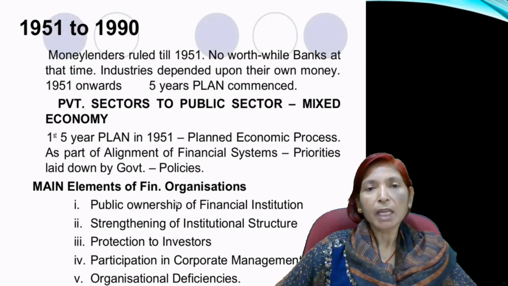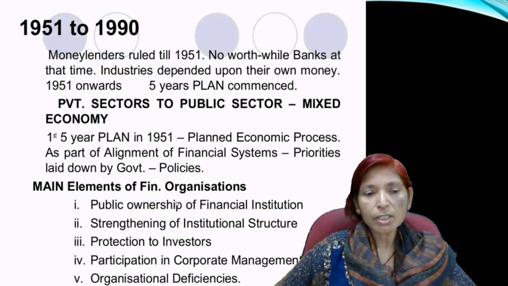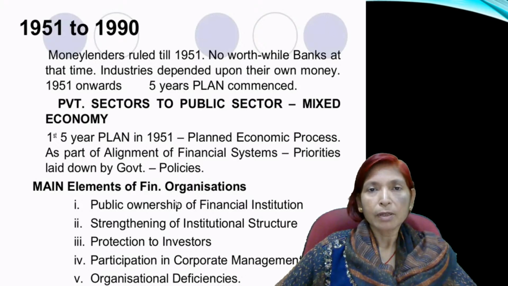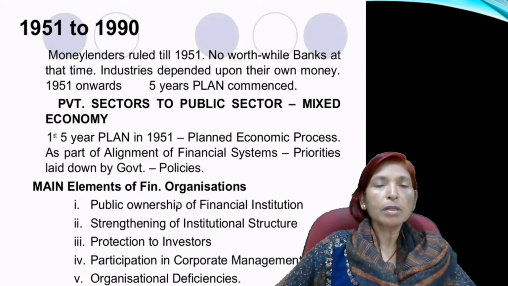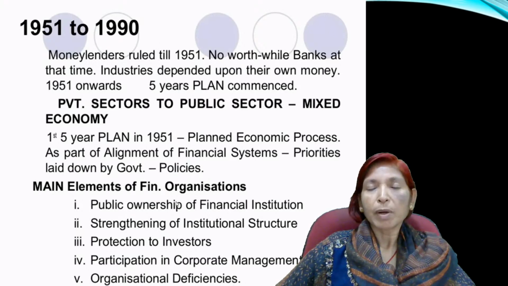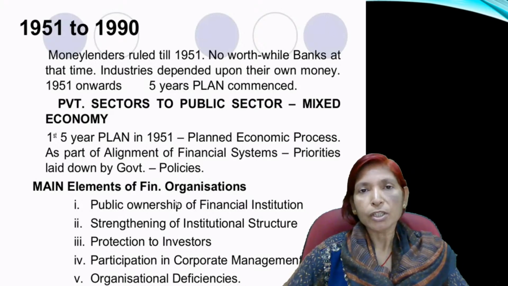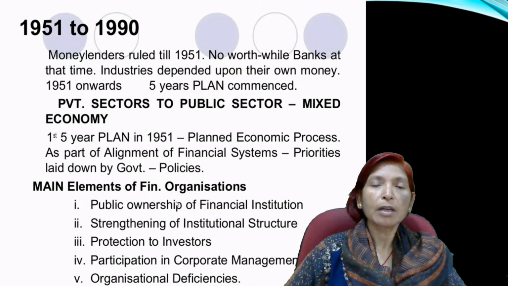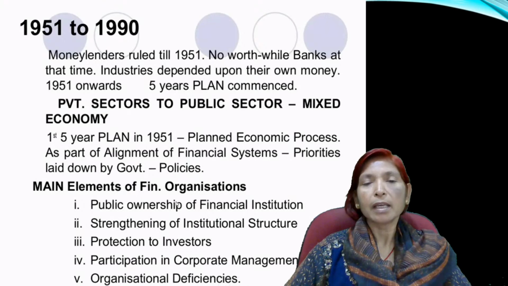So these are the main elements of financial organization, in which public ownership was the main thing, because at that time all the financial market was controlled, organized or run by the public sector. And strengthening of institutional structure, protection to investors, participation in corporate management and organizational deficiencies, all these things are included in financial organization.